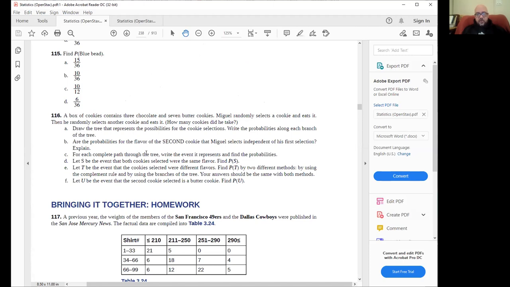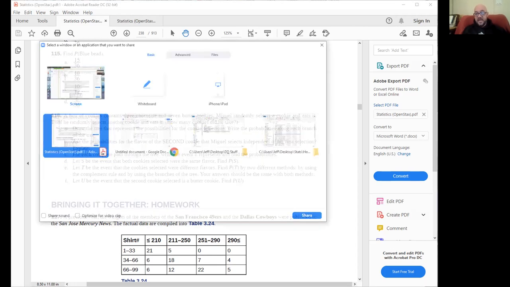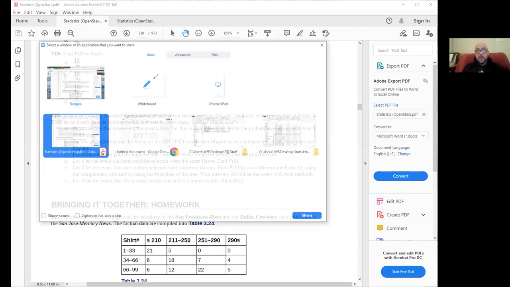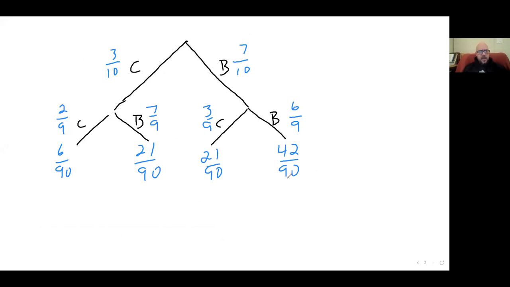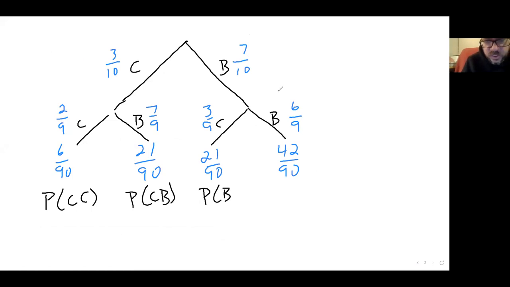For each complete path through the tree, write the event it represents and find the probabilities. All right, I guess I'll go write the events that happened there, and we already found the probabilities. Convenient. I kind of figured we were probably going to need to at some point. All right, so this is probability of CC. Sure, CC. Probability of CB. Probability of BC. And the probability of BB.